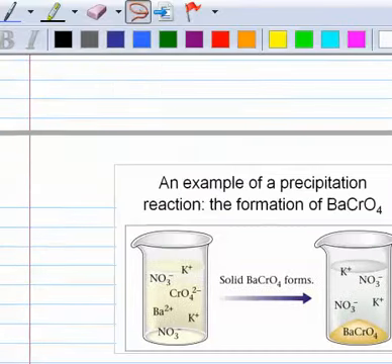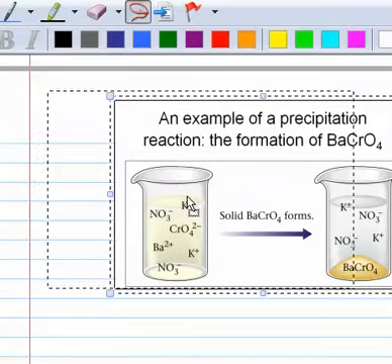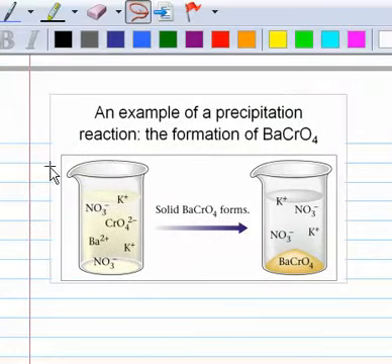Okay, and so after the precipitation event has occurred, we initially start out with these separated ions, the barium, potassium, nitrate, and chromate ions. And when the barium and the chromate ions come together, they form this insoluble solid that we again call a precipitate, and the potassium and nitrate ions are still left in solution.